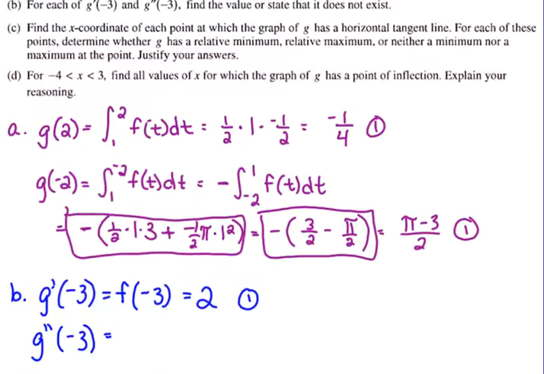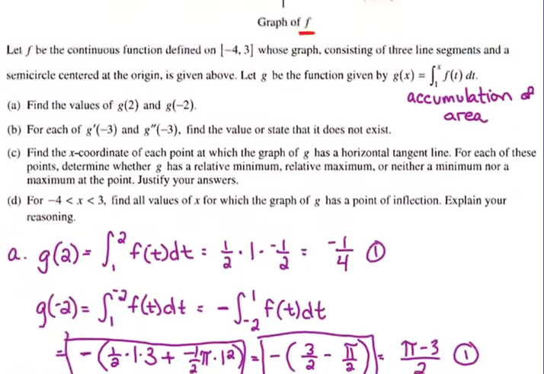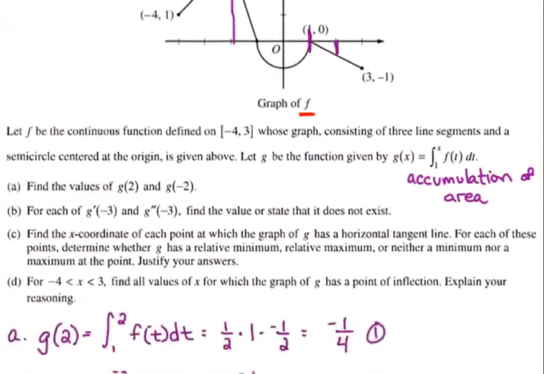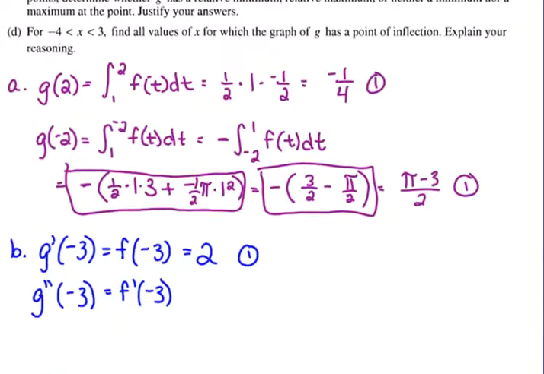Well, if g prime is f, then g double prime would be f prime. So if we're looking at f and we want to know the value of the derivative, remember, don't forget, derivative is the slope of the tangent line. So really we're talking about what's the slope of the line, since that's a line right there. What is the slope of that line? It's positive 1. 1 point for that, right or wrong.